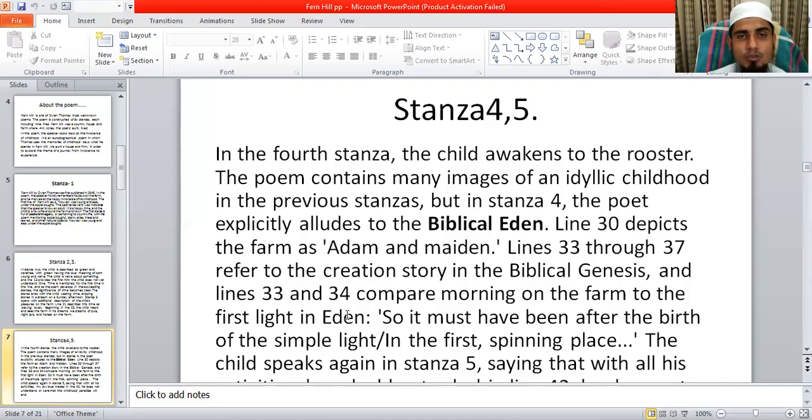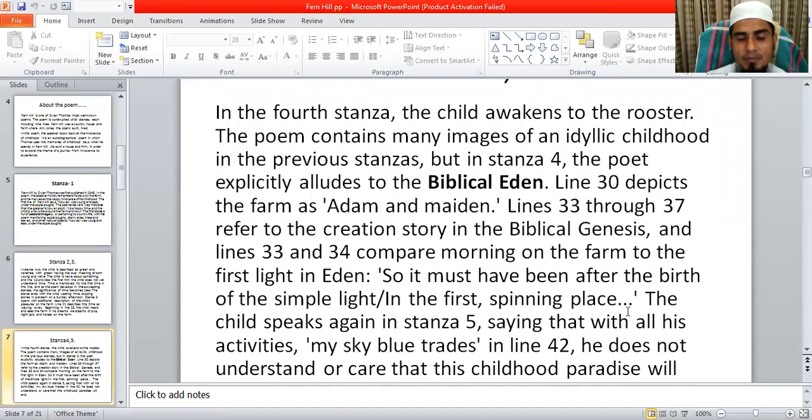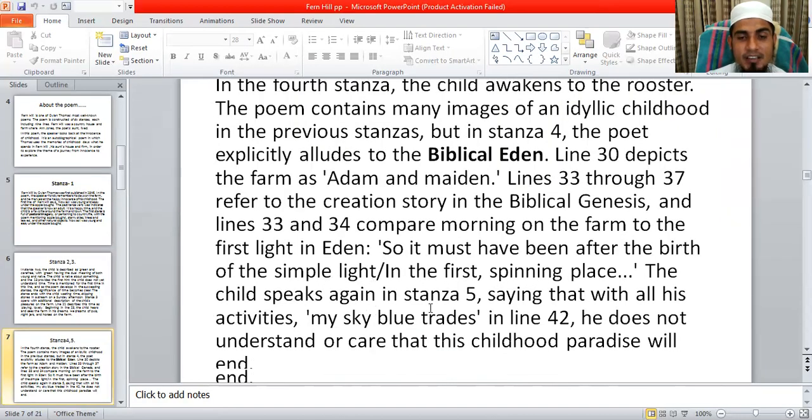That means here he tries to show a heavenly pleasure, a heavenly atmosphere in his Fern Hill. He compares Fern Hill with the Eden Garden in heaven, the biblical Eden. So it must have been after the birth of the simple light. So the child speaks again in stanza 5. In stanza 4, he compares Fern Hill with the Eden Garden. It's taken from a biblical reference here.